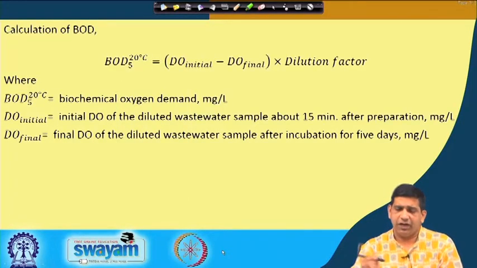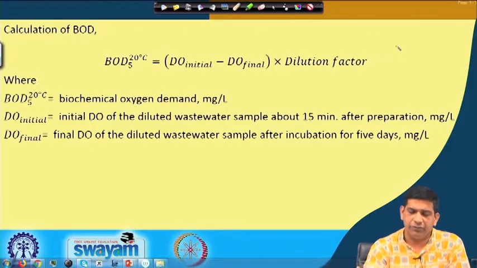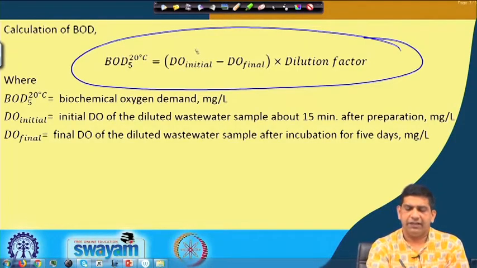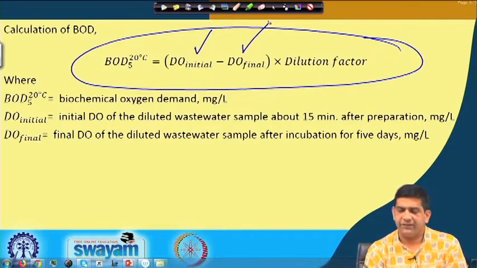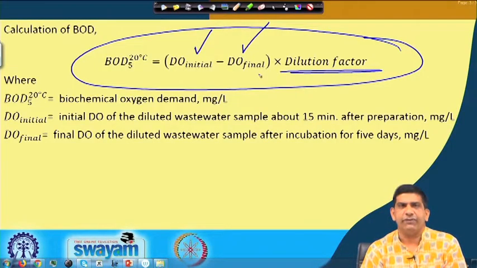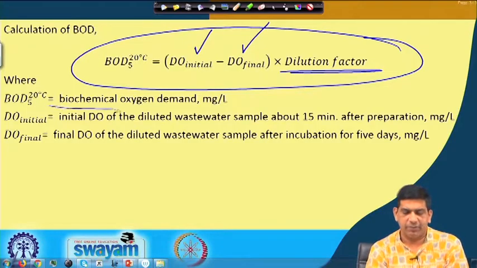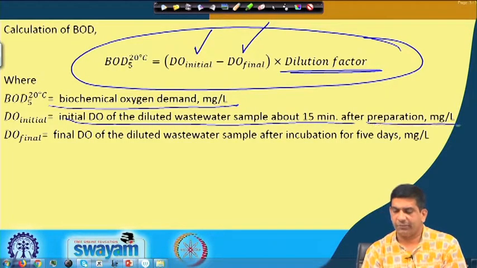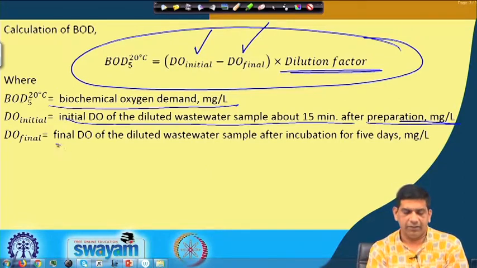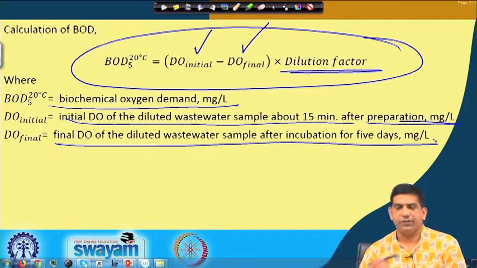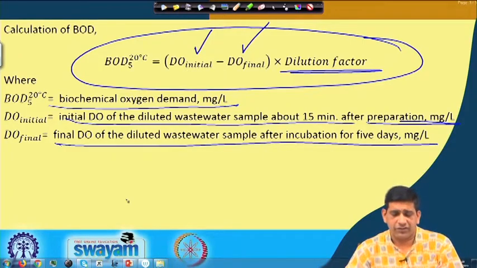Once you have the data at the beginning and at the end, you take the BOD initial and the BOD after 5 days, then multiply by the dilution factor to get the actual value. Here BOD 5 20 means biochemical oxygen demand in milligrams per liter, 5 days at 20 degrees centigrade, with the initial DO of the diluted wastewater 15 minutes after preparation, and the final DO of the diluted wastewater after incubation for 5 days. Based on that we calculate how much is the oxygen demand. So it is DO initial minus DO final.